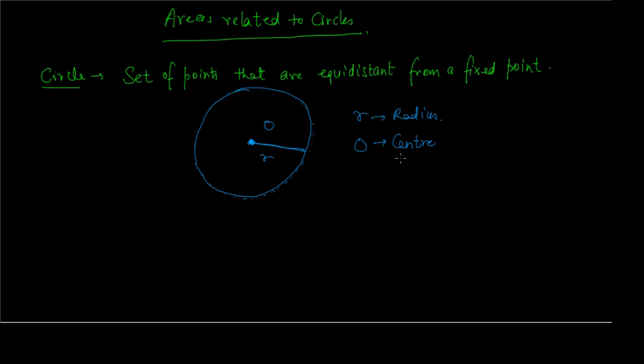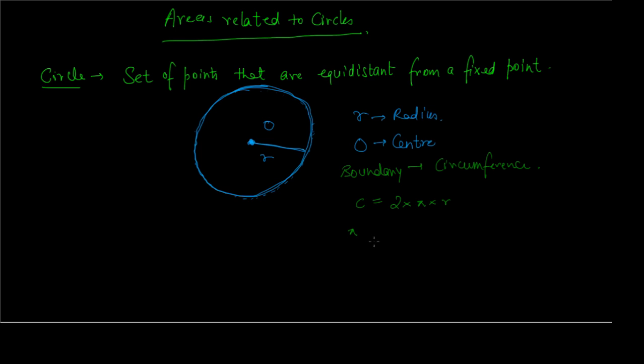So this set of points is called a circle, right? Now there is a radius, center of the circle, and this part, the boundary of the circle, which I am outlining now, this boundary of the circle is called the circumference of the circle. So the boundary of the circle is called the circumference of the circle, right? That's the circumference of the circle. Now in circles, the circumference formula is 2 into pi into r, right?